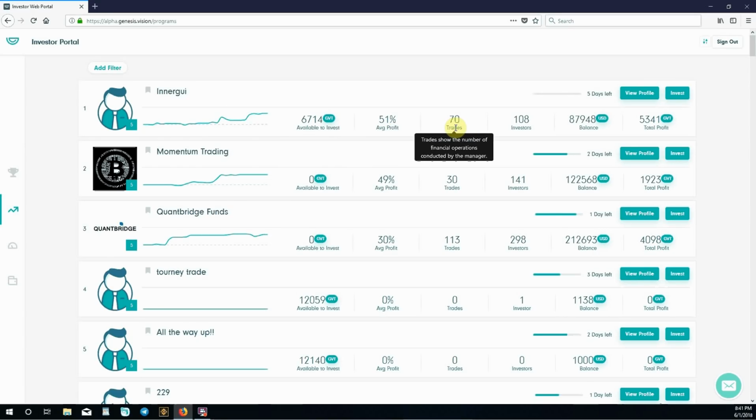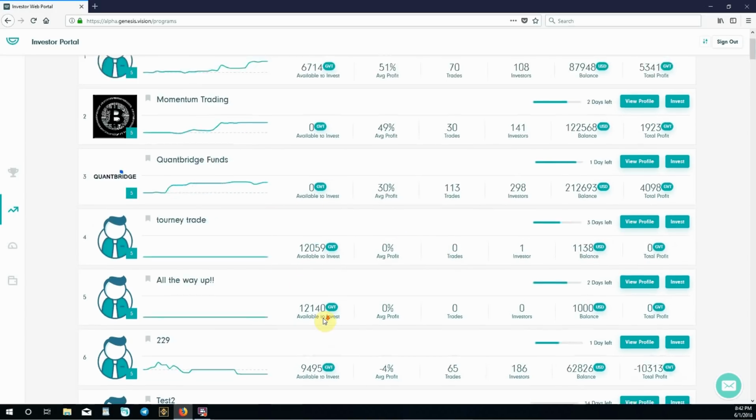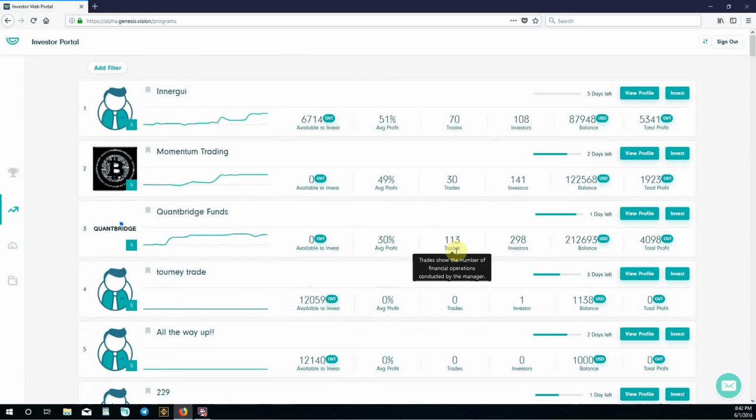Trades show the number of financial operations conducted by the manager. For instance, this trader has 70 trades. This one has 30 trades. This one has 113 trades. Does this mean that this trader is better than this trader, or better than this trader, or better than any of these other traders because they have more trades? Absolutely not. What it means is that different traders have different strategies.